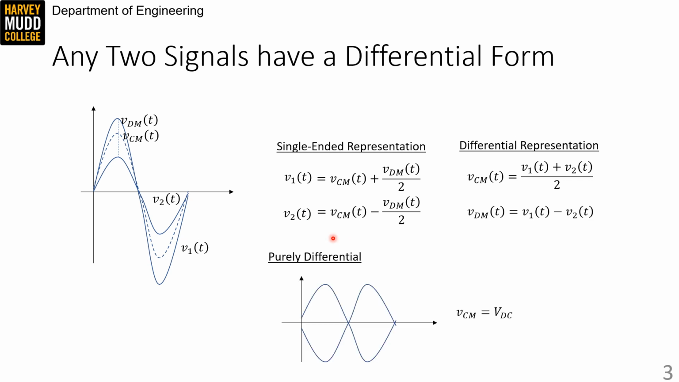One subset of this differential representation is purely differential signals. Those are signals where the common mode is a DC value, which I've indicated with the total signal notation here. The total common mode signal equals the large signal DC value. One byproduct of that means that when one of the single-ended signals swings up, the other one has to swing down so that their average stays the same. So purely differential signals are always swinging in opposite directions.